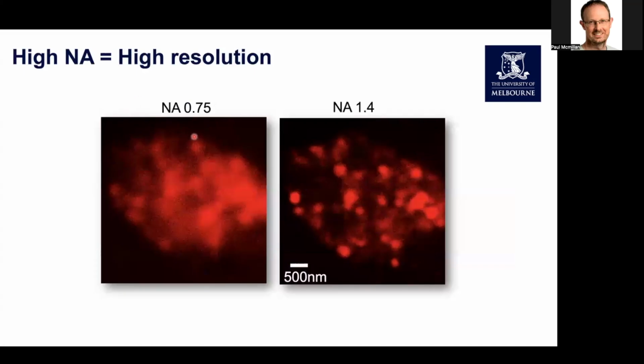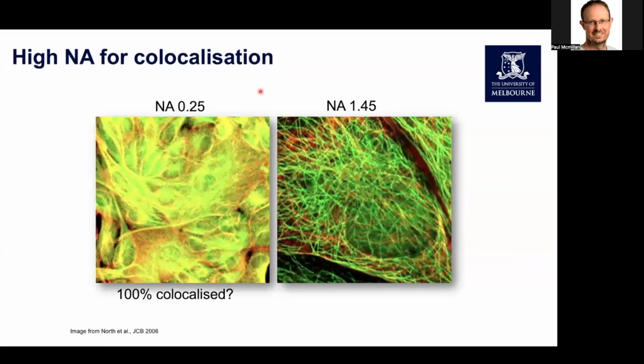So here we've imaged the same field of view with 2 different objectives with different NAs. And you can see, hopefully, that you're getting more information in this higher numerical aperture lens than you are in the lower NA lens. Similarly, if you're doing things like co-localization, try and do that on a high numerical aperture, high resolution lens. If you try and do co-localization analysis on something with a really low NA, then everything's going to look like it's co-localized, right?